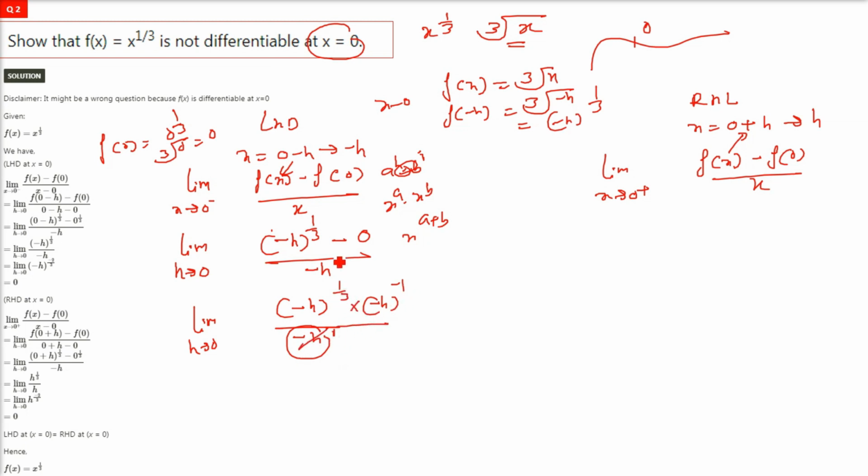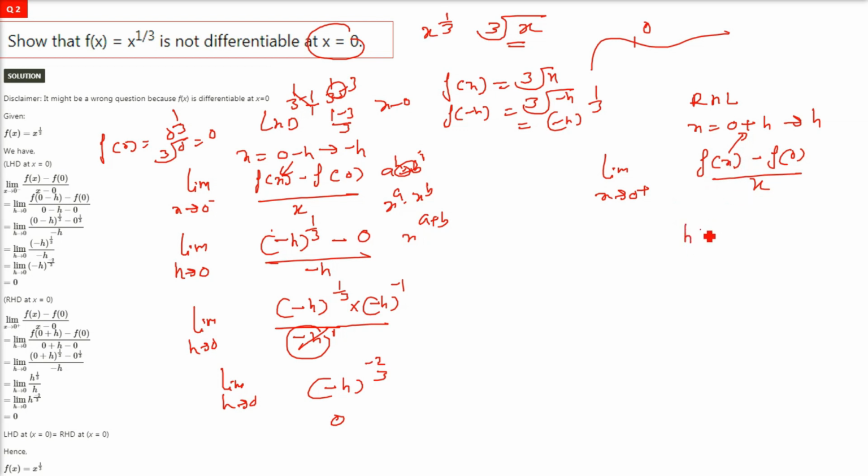I hope you got the idea. The powers add if the base is same. So 1 by 3 minus 1 is going to be (1 minus 3) by 3, that is going to be negative 2 by 3. So (minus h) to the power minus 2 by 3, limit h tends to 0. Now whatever h can be, h is 0. Whatever is the power, it doesn't matter, it is going to be 0 only. I hope you got the idea.